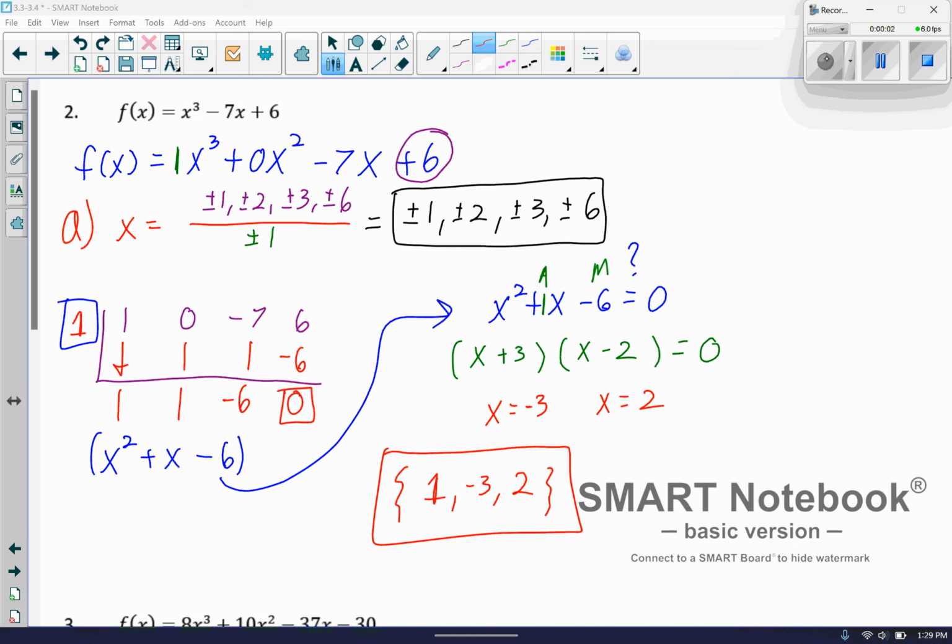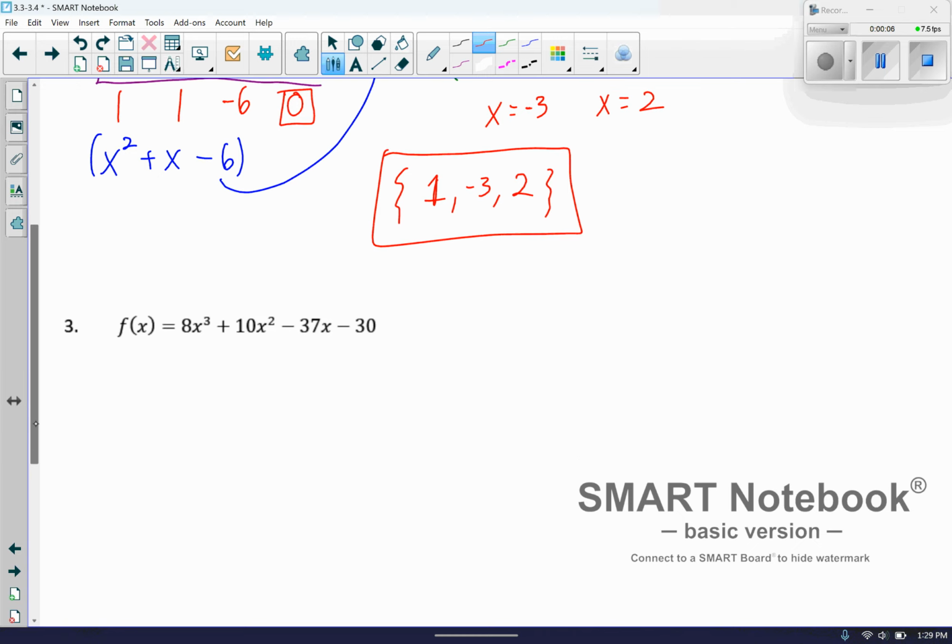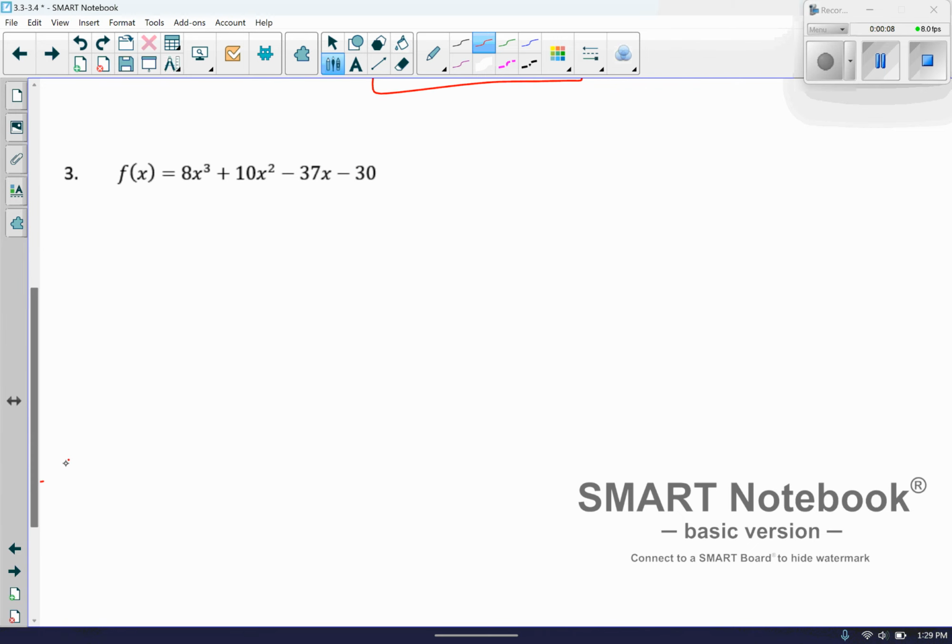Okay, so 3.4 part 2, so we're just going to continue on. I just have a couple more examples. Yeah, the numbers might get a little bit bigger, a little scarier, but as long as you follow the steps, the process, we're going to be all right. So the first thing we've got to do is come up with that list of possible values.